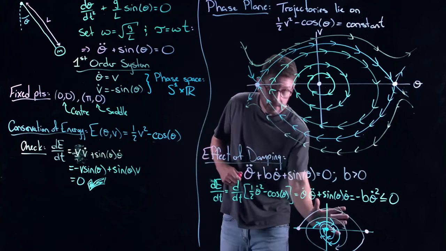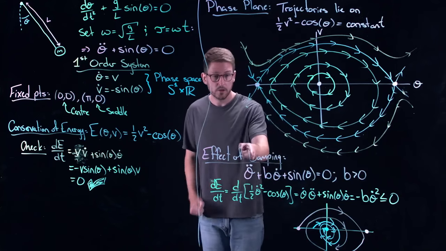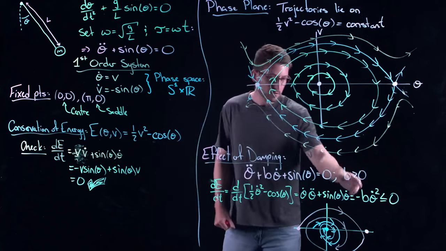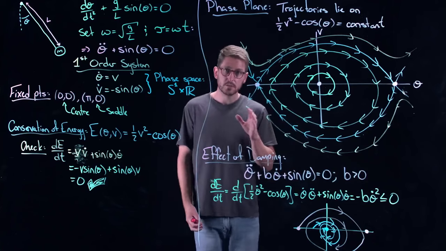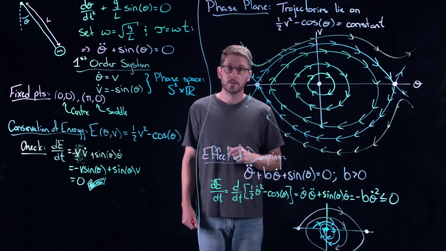Okay, so I'm going to leave that for you to have fun with. I want you to try and sketch out the phase plane now when you have this damping in here. You can, you know, if it makes you feel better, you can choose specific values of b, but it won't matter as long as you choose a positive value.